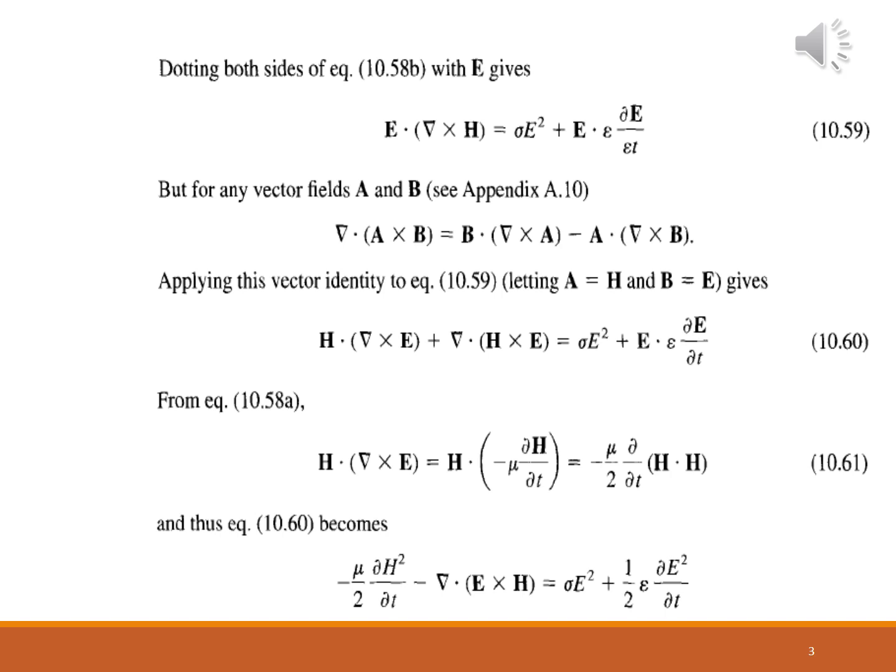Similarly, when I dot equation 10.58a with h on both sides, that's how I get equation 10.61. And this term h dot del cross E is equal to minus mu by 2 dou by dou t of h square. I'm going to substitute it into 10.60. And that's how I get the last equation that is shown on this slide. Most of these equations, I believe, are self-explanatory. If you can just write down these equations, whatever is written on the PPT will be clear. So that's how we get the last equation.